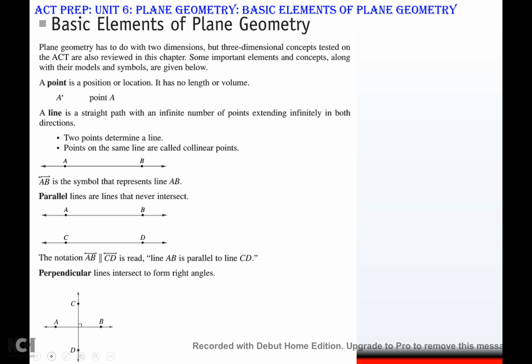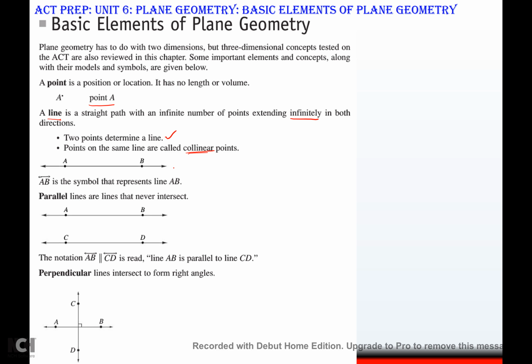So, a point. A point is a position or a location. It has no length or volume. And you just label it with a dot and the capital letter, and you would say that's point A. A line is a straight path with an infinite number of points extending infinitely in both directions. It only takes 2 points to determine a line. Points on the same line are called collinear points.